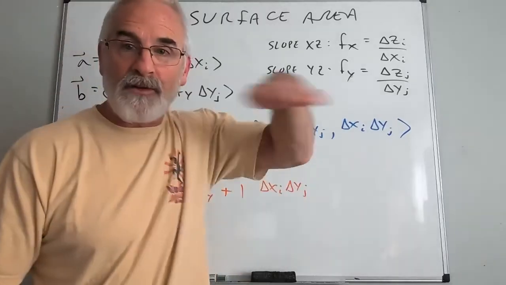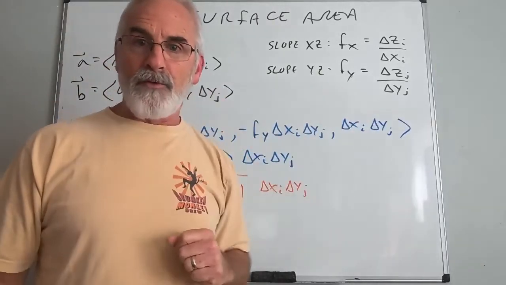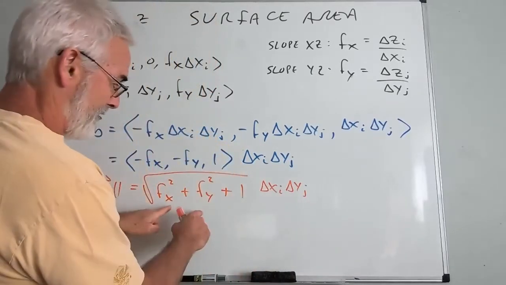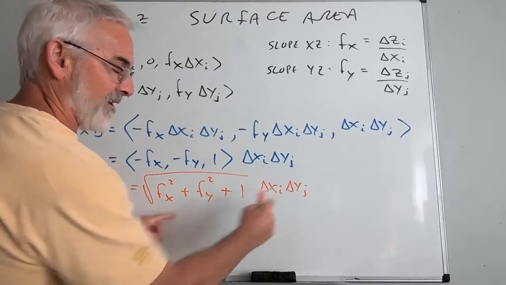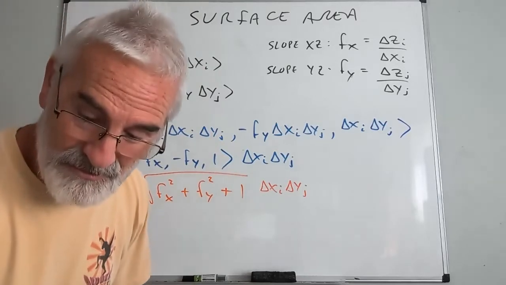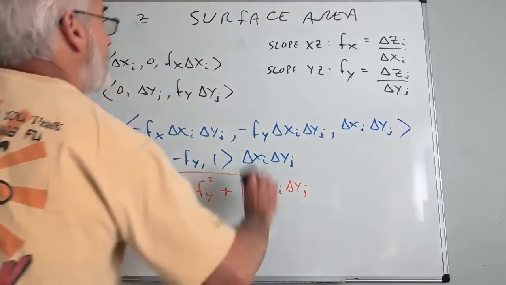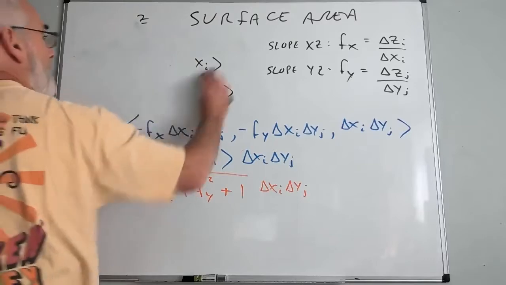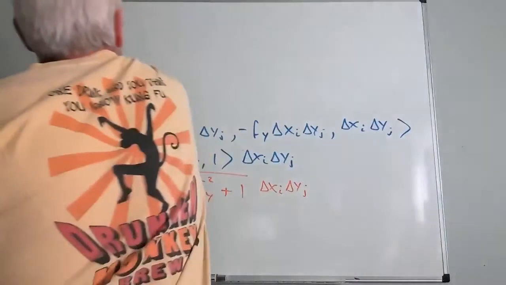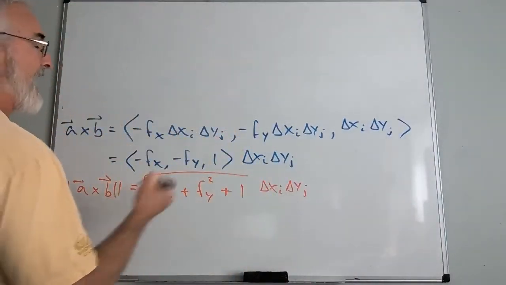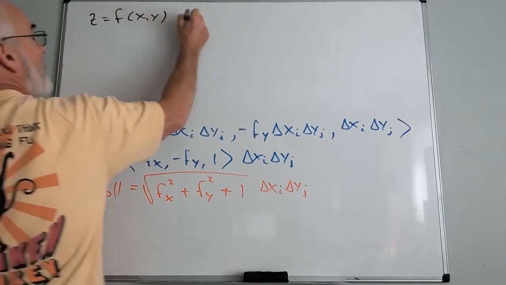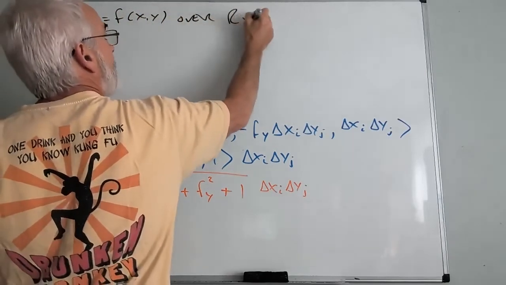Now, what if my sequin was completely flat? Well, then fx and fy would have both been 0, which would have meant 1 times this, and that's exactly the area we should have gotten. So nice formula. So now I'm going to show you how to use this to answer the question. So going back to the top here. The problem starts with, I have a surface, call it z as f of x, y, over the region in the xy plane.